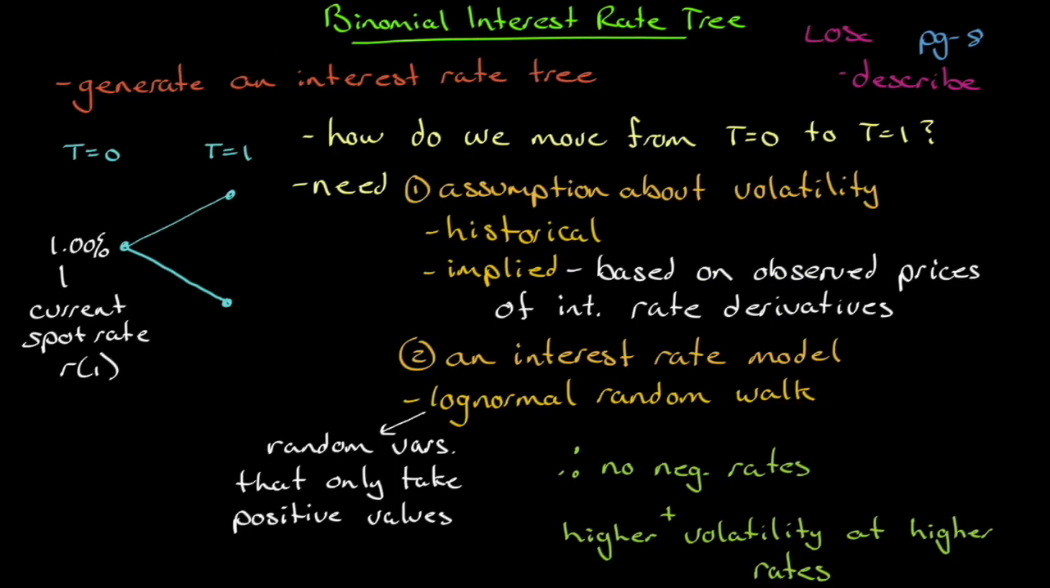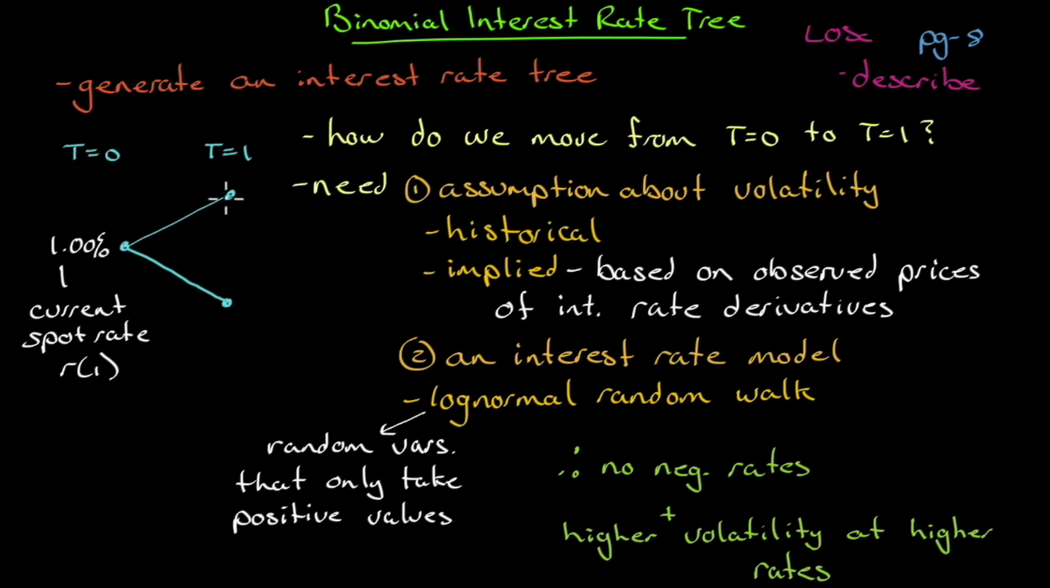All right, let's look at how we generate an interest rate tree. The first thing we do is put a little dot on the page and put the current 1 period spot rate in front of it. Based on the example I gave you on the last screen, our current spot rate is 1%. That's the current spot rate, that's R1. That's at time equals 0.